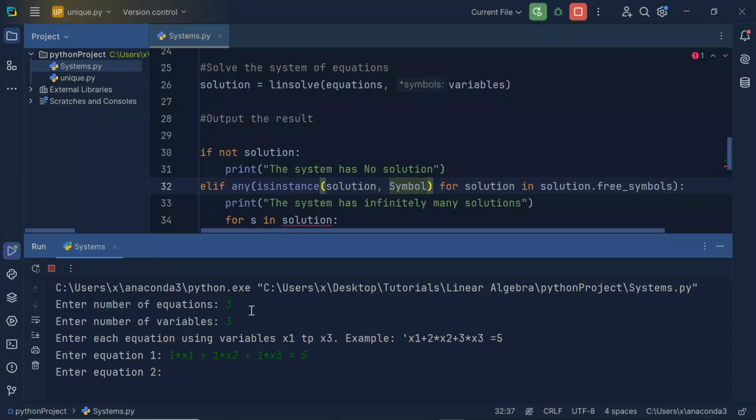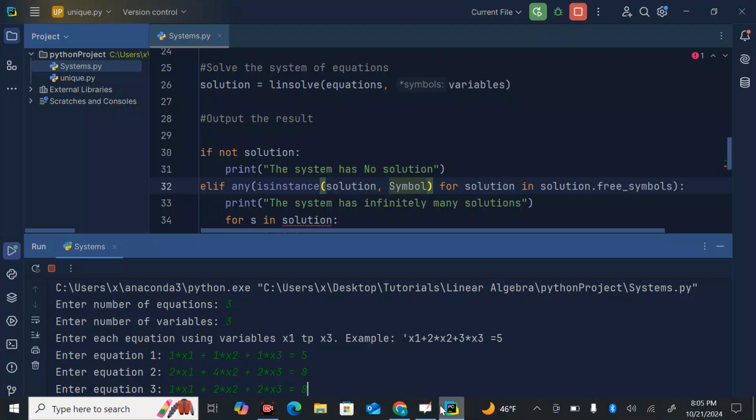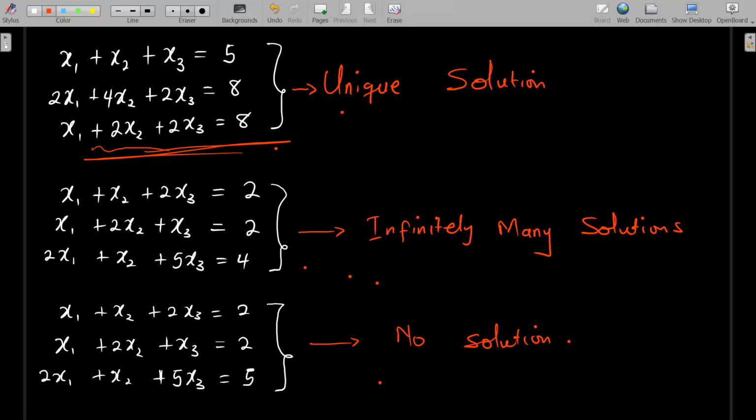Now the next equation is 2 times x1 plus 4 times x2 plus 2 times x3 should be equal to 8. The next one is 1 times x1 plus 2 times x2 plus 2 times x3, equal to 8. Right, so we have these systems. Let's compare to the system we actually have here. That's the exact system we have. Everything is captured perfectly.